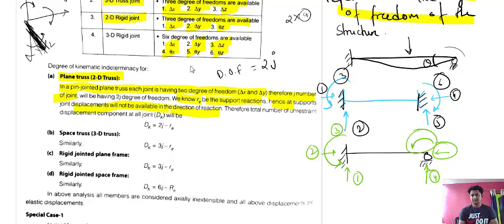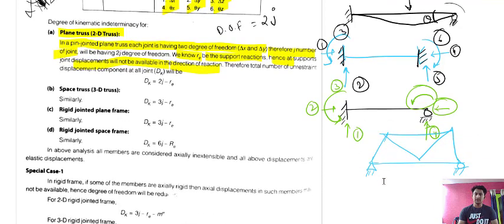Suppose this is a truss here. This is a hinge joint, and this is a roller support. Here in case of this truss, how many joints are there? 1, 2, 3, 4, 5. 5 joints. So the total degrees of freedom will be 2 times the joints, that is 10. 2 times 5. That is the available degrees of freedom.